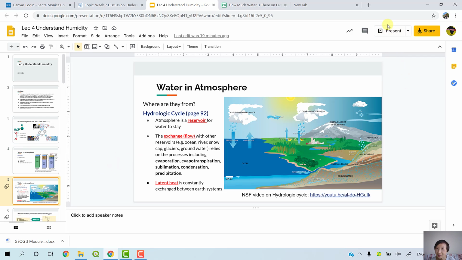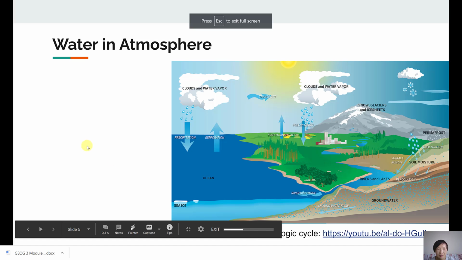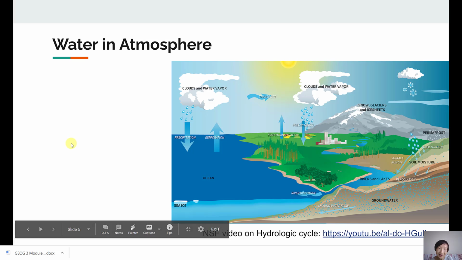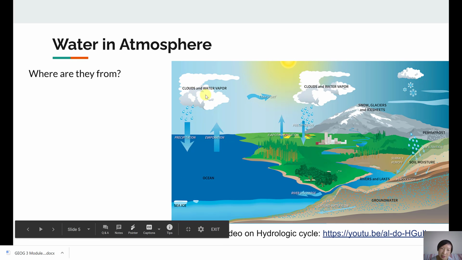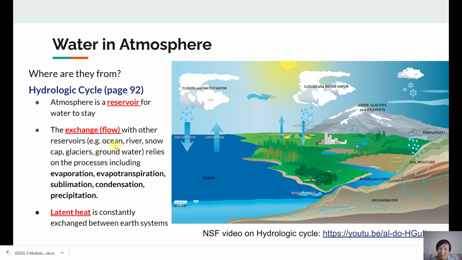Okay, and then the next concept in this chapter is water in the atmosphere and how that relates to the hydrologic cycle. You learned the hydrologic cycle in high school, right? Actually, the official name is called the hydrologic cycle. Basically, they address, in the atmosphere, where the water is from and where it goes.